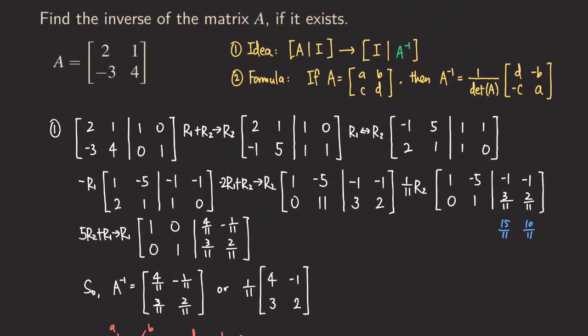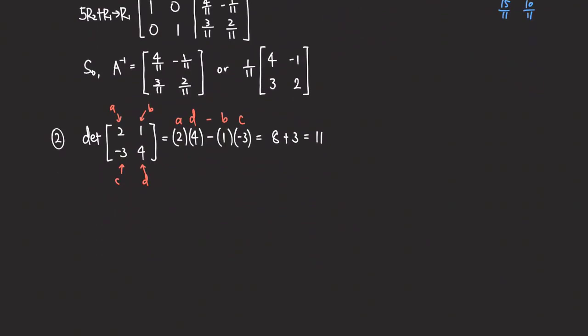Okay, so now going back to this, let's copy down the formula first. A inverse is equal to 1 over the determinant of A, and then we have D and A switched, and then negative B, negative C. So all we need to do is apply the formula. We have the ABCD already. A inverse is equal to 1 over the determinant of A, so we get 1 over 11.